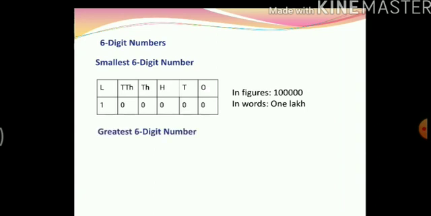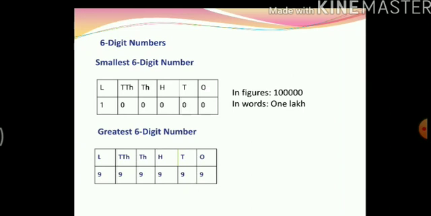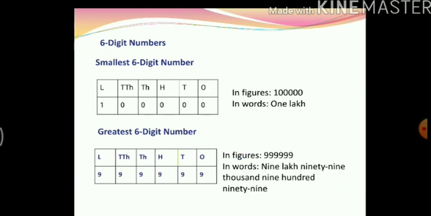Similarly, the greatest 6-digit number is 999999. In words 9,99,999. Once again, you will notice that after putting it in the place value table, it becomes easier to write the number in words.